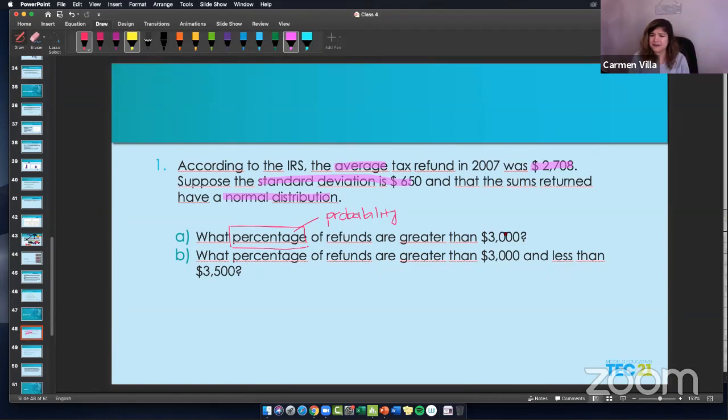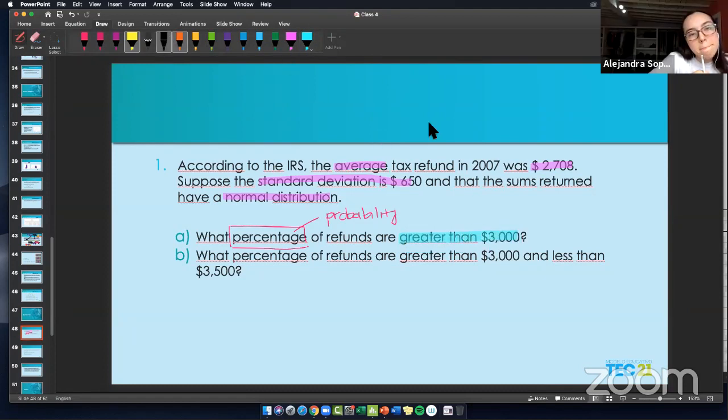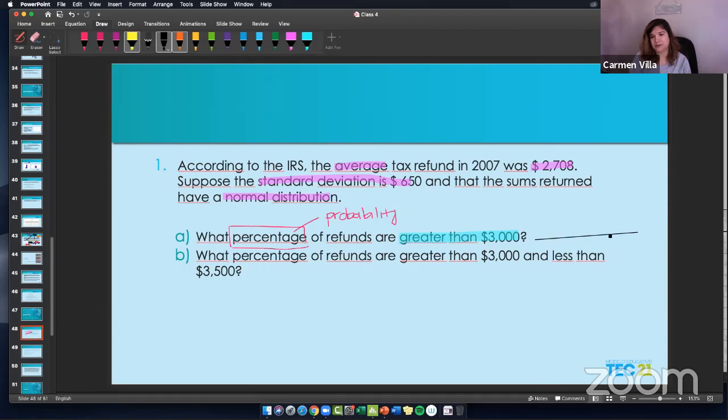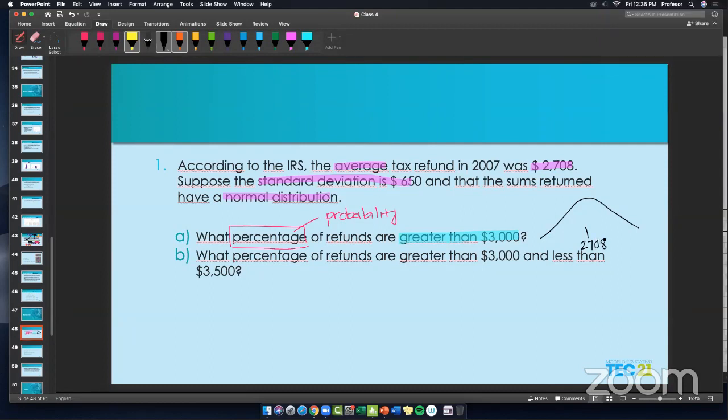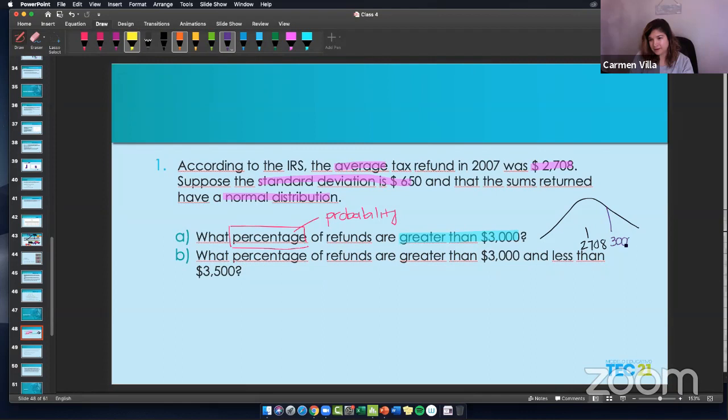And it says greater than 3,000. So from where to where do we want to calculate these values? From 3,000 and on. So we have a normal distribution with the mean of 2,708, and we want it at 3,000 and more. That means we move from 3,000 to the right or to the left? To the right. We want all of this part. Do you agree? Yes.